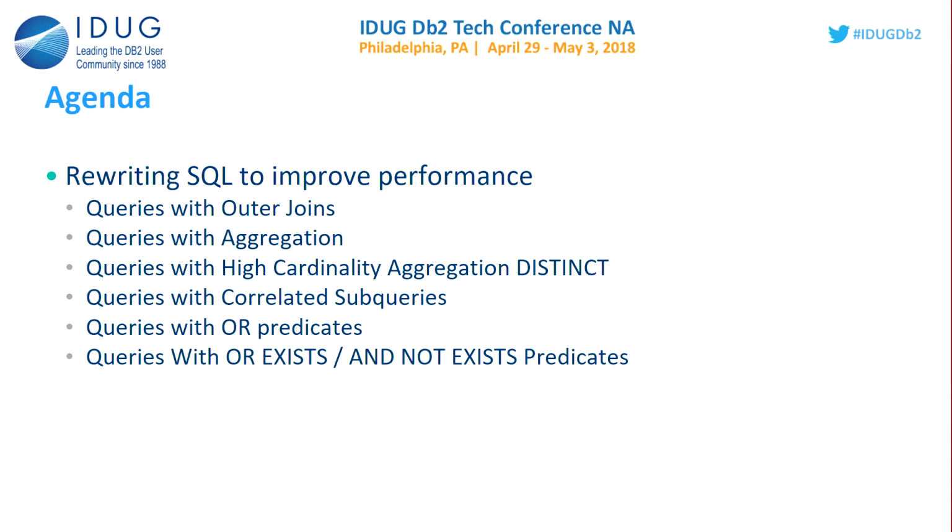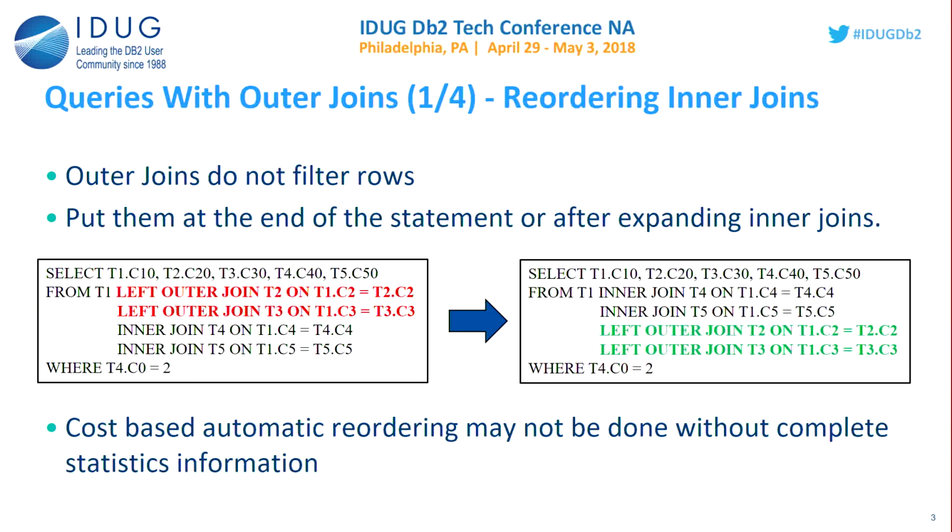Okay, so what I'll do is I'll go through a few scenarios, typically ones which involve outer joins, aggregations, correlated subqueries, or predicates. The way I'll do this is by showing you 2 slides for each scenario. The first slide, I'll show you the typical SQL that might be written, and I'll show you how to rewrite it to get better performance.